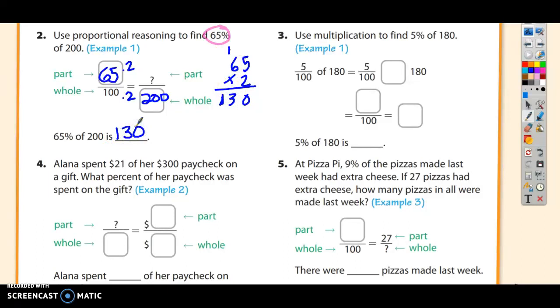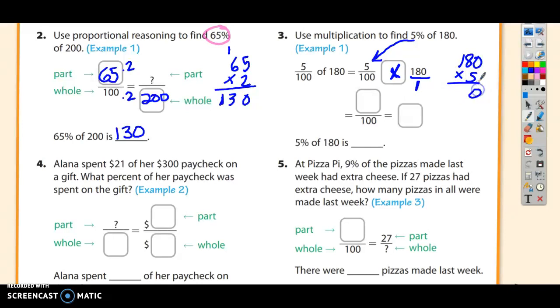Check out number 3. It says use multiplication to find 5% of 180. And then what they want you to do is make 5% be 5 hundredths. So right here, check this out. 5% is 5 hundredths. And we're going to multiply that by 180. And 180 needs to be over 1. And so now here's how they gave us 100 right here. They got 100 by doing 100 times 1 is 100. Now you need to go 5 times 180 to get your first term. So I'm going to help you with that. 180 times 5.